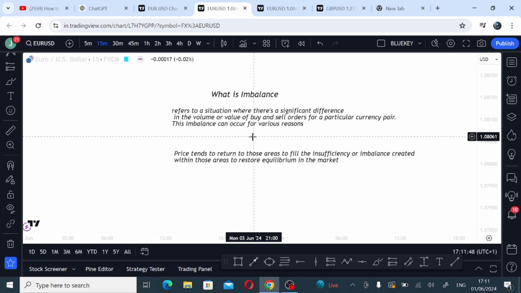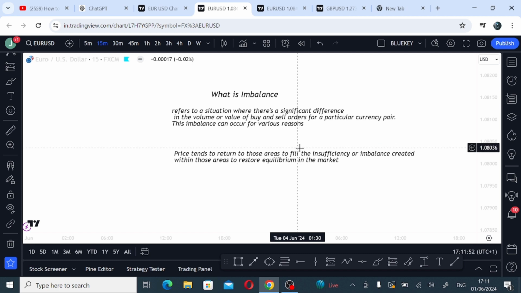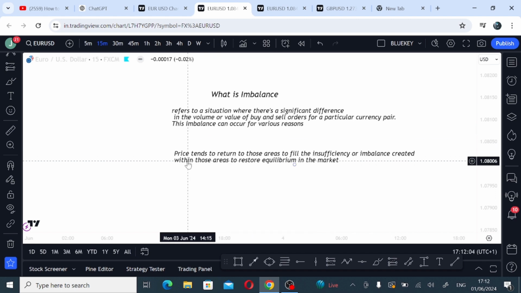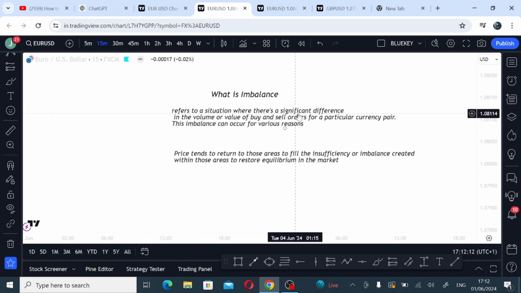But that's not always the case, right? In some situations we might have differences, or a one-sided market where we have more buyers and there are not enough sellers to fill up those orders, or to fill up the opposing side orders, and then it results in imbalance in the market. So that is why we have this definition of imbalance, referring to a situation where there is a significant difference in the volume or value of buy and sell orders for a particular currency pair.